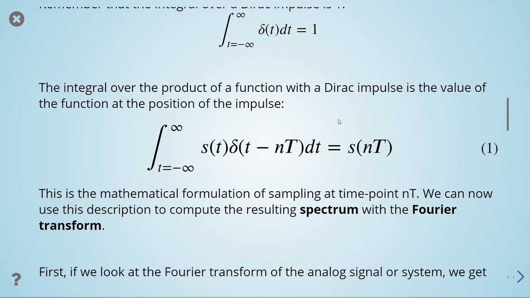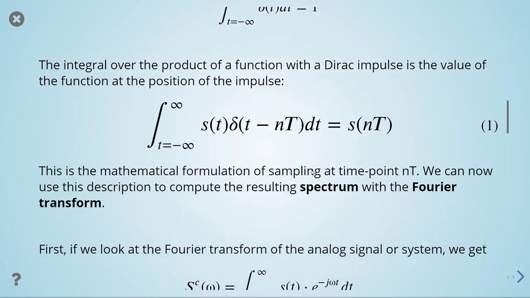So this is the mathematical formulation of sampling at time point n times capital T. We can now use this description to compute the resulting spectrum with the Fourier transform.